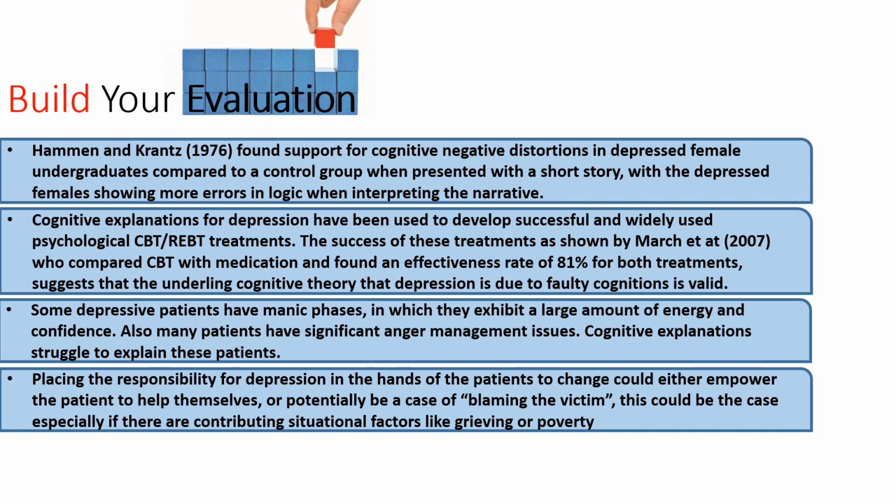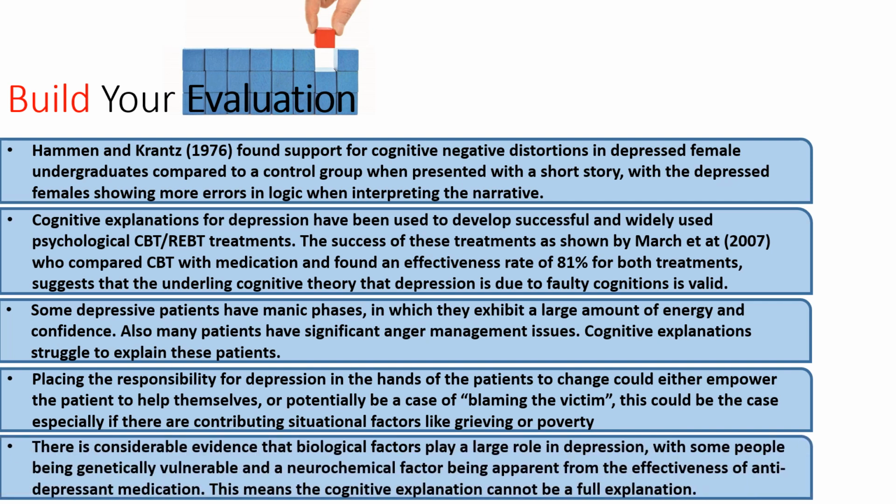Now this could especially be a problem if there are certain environmental factors which are leading to the depression, such as someone going through the grieving process or struggling with extreme poverty. The evaluation by March did show an 81% success rate for CBT, but it also found it for medication as well. So there is considerable evidence that biological factors play a role in depression. Some people seem to be genetically vulnerable. If your parents suffer from extreme depression, you're more likely to yourself. And because antidepressant medication is successful, perhaps there's a neurochemical factor involved in its expression. So this means the cognitive explanation can't be a full explanation of what depression is.